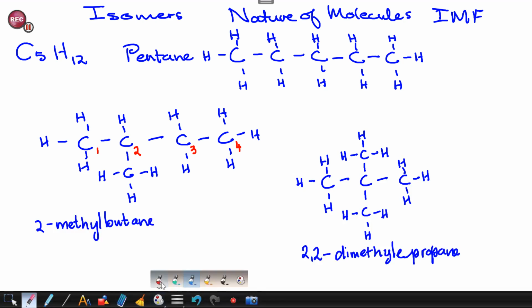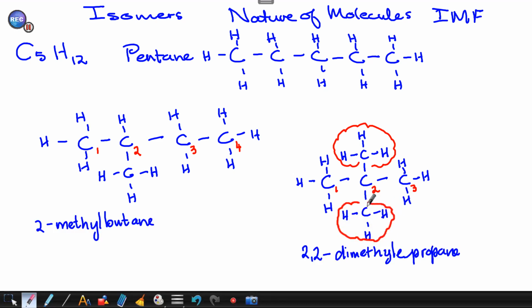Okay, so the reason for that is there are 2 methyl groups. That's a methyl group. There are 2 methyl groups on the second carbon. Actually, these methyl groups don't have a choice. They can only go onto the second carbon. Because if they go onto the first carbon, it's 2-methyl butane again. If one goes onto the third carbon, it's 2-methyl butane again. Okay? So it can't be anywhere else.